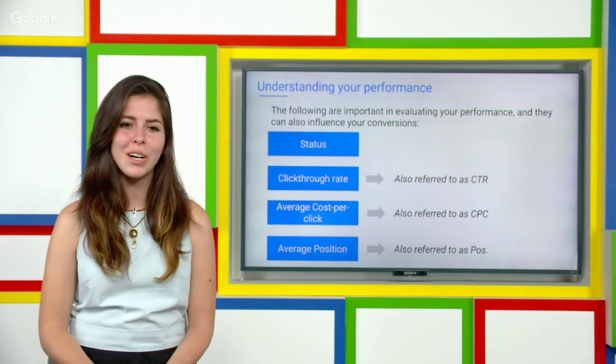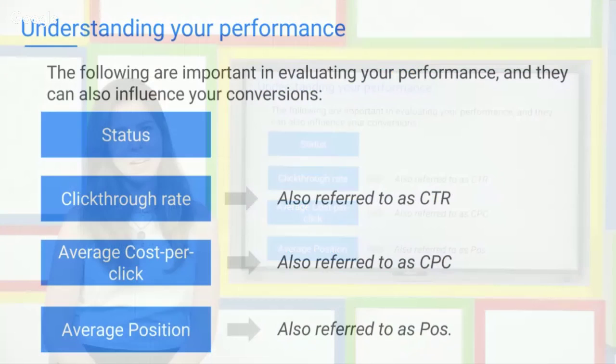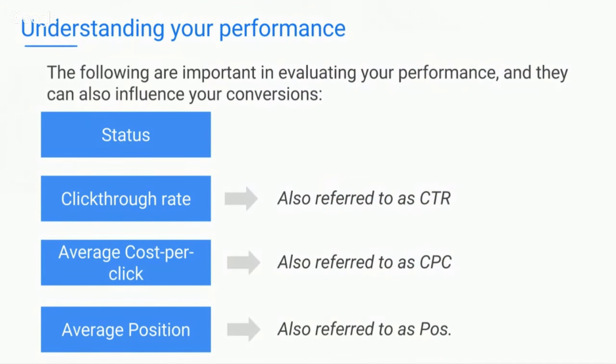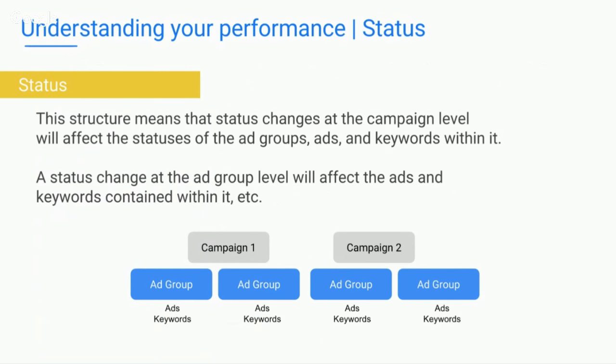Now, we're going to start talking about understanding your performance, which goes back to a lot of the questions we just received. So when you're going into your account and trying to get an idea of how your ads are performing, it's important that you look at, yes, of course, your conversions, but definitely a lot of other factors that could be influencing your conversions as well. So we're going to take a deeper dive into the status, the click-through rate, the average cost per click, and average position.